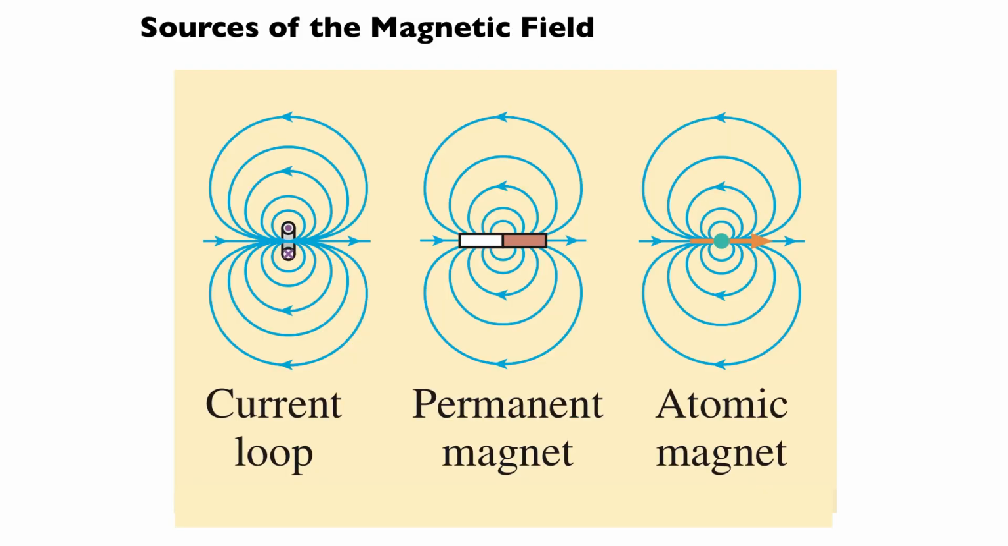Now, you know that magnetic fields come from permanent magnets. You've seen that before. Magnetic fields are also produced by currents, and in particular current loops. And another thing that makes magnetic fields is the atomic scale. Electrons, protons, nuclei, atoms will have a dipole moment associated with them. They will produce magnetic fields as well. And all three of those things will be important to us.